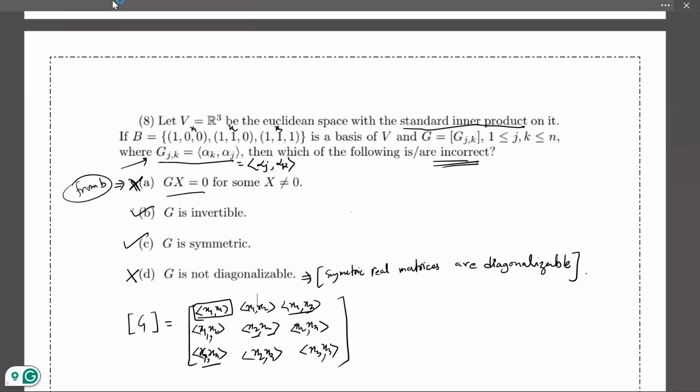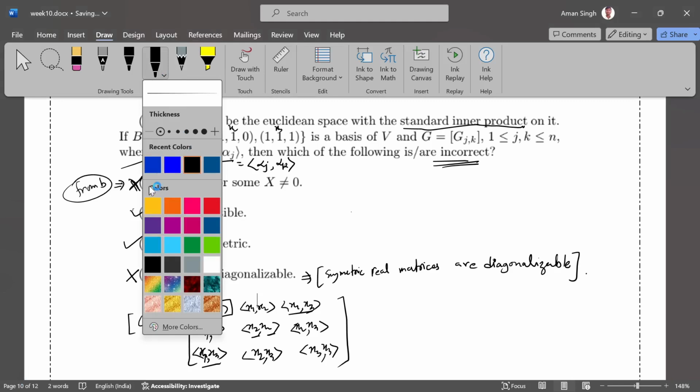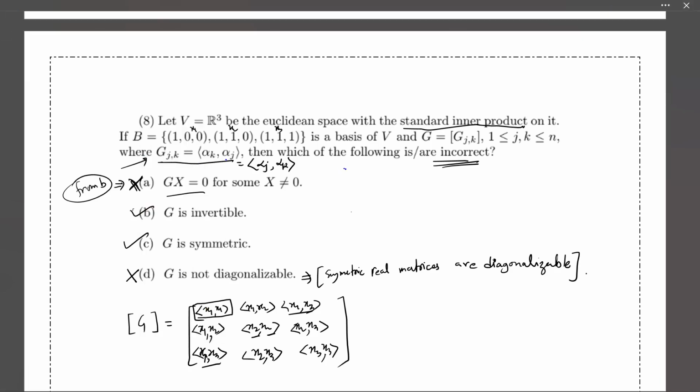So let me use another color, maybe blue color, because of this. We should get this to be correct, this to be correct, and these two are incorrect. Okay. The blue pen is just to correct things so that when you read it, it is clear.